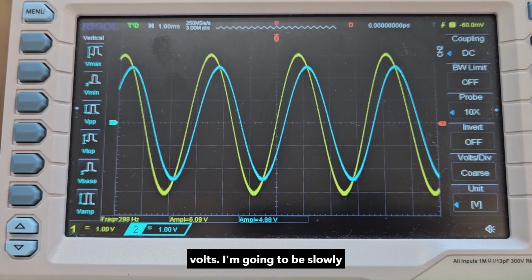I'm going to be slowly dialing this frequency up, and if it's a low pass filter, as you guys know, it should filter out everything but low frequency, right? It should filter out the high frequencies, which means I should be getting a very, very low voltage on my blue side. So I'll demonstrate that.